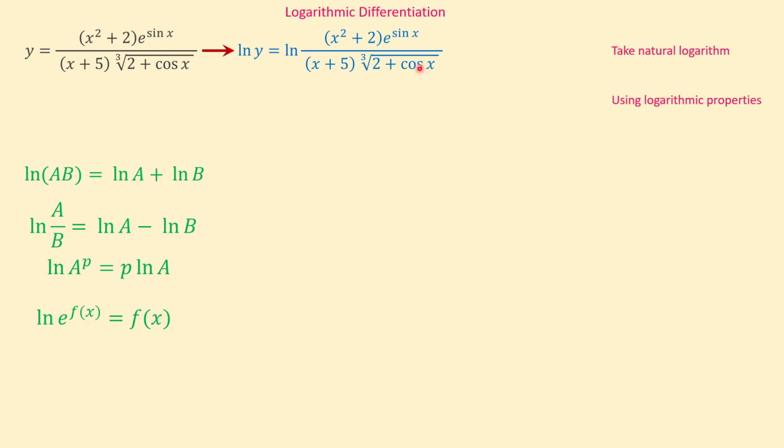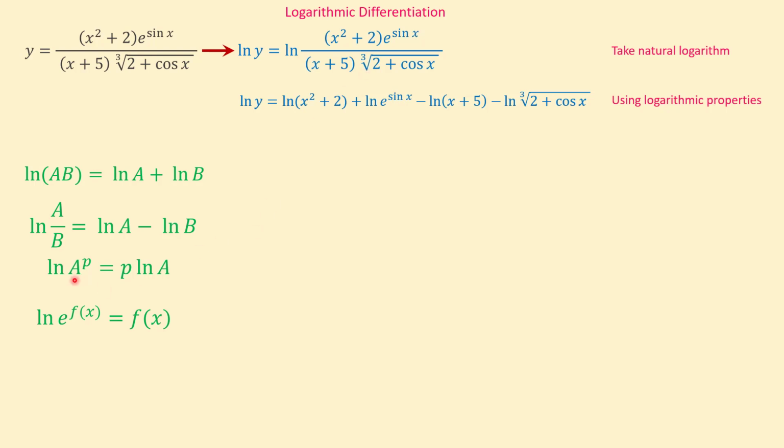So with the first two properties, we can rewrite this expression in the following form: ln of (x² + 2) plus ln of e to the sine of x minus ln of (x + 5) minus ln of the cube root of (2 + cosine of x). Don't forget to put minus for the second expression as well, because all the expressions in the denominator should have this minus. ln of top minus ln of bottom. Not only for the first expression, this minus should be for all the expressions that are in the denominator.